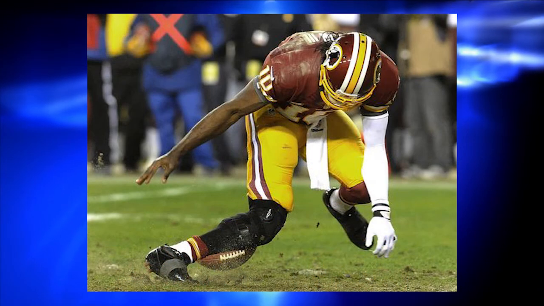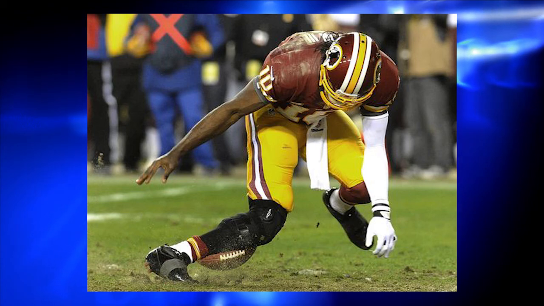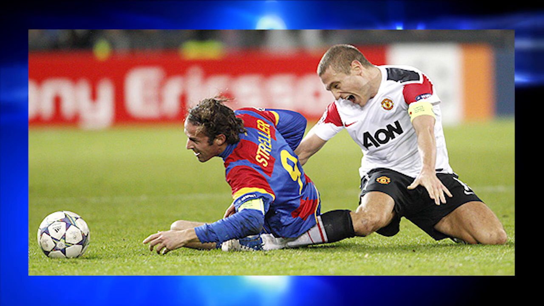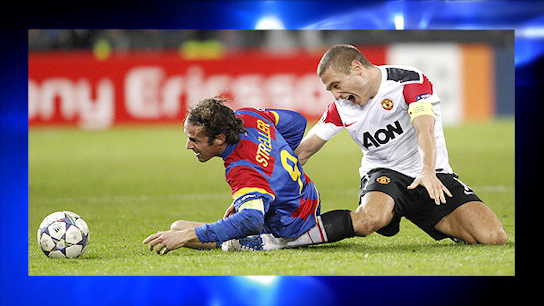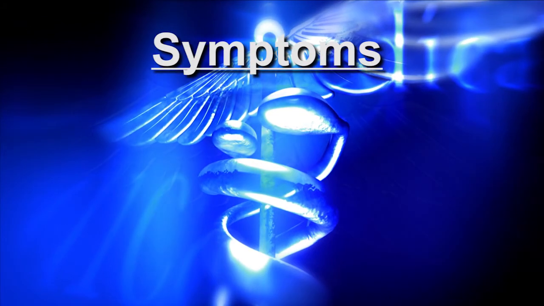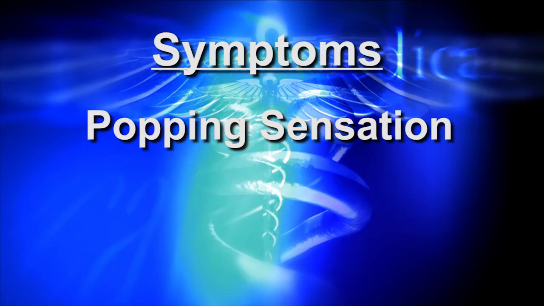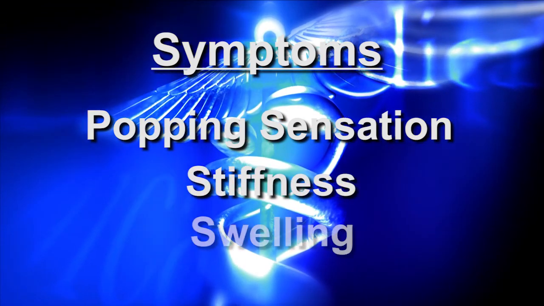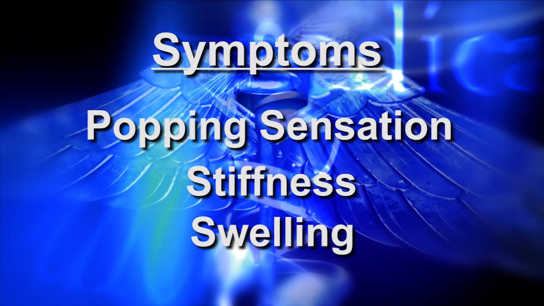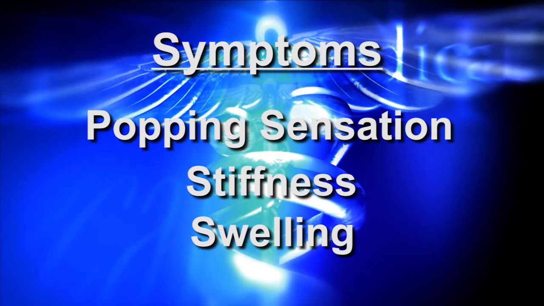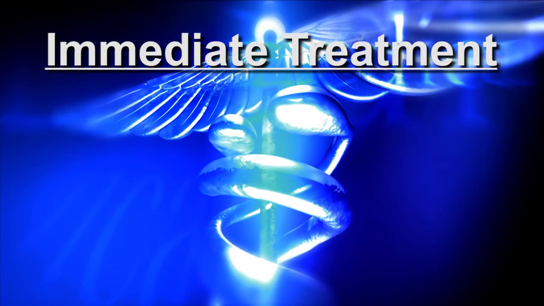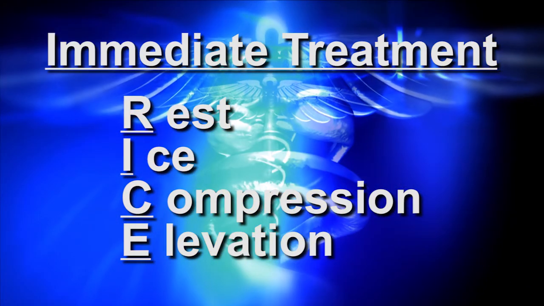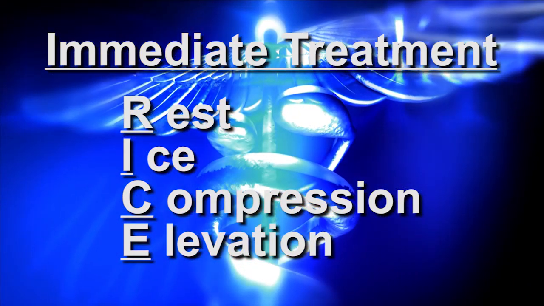The most common mechanism of injury to the ACL is the result of the knee being flexed with severe external tibial rotation, as seen here. Most patients who suffer a tear of the ACL will describe a popping sensation at the moment of injury. This is soon followed by knee stiffness and swelling, which is the result of the knee joint slowly filling with blood from the torn ligament. Immediate knee treatment should include RICE: rest, ice, compression, and elevation.